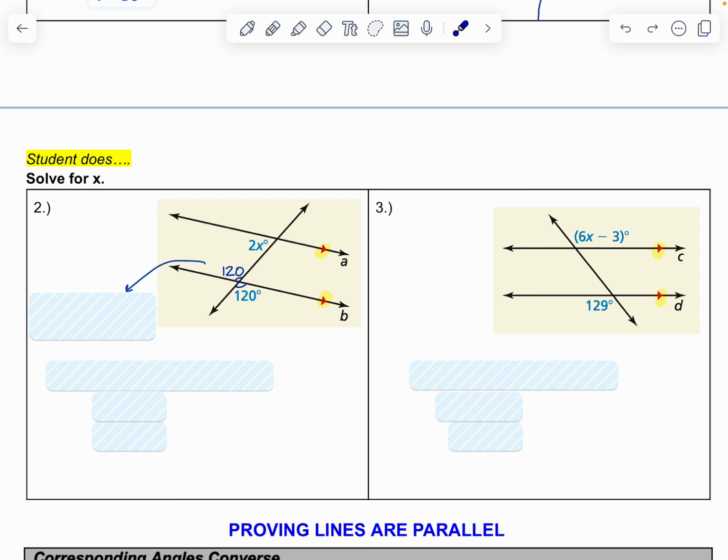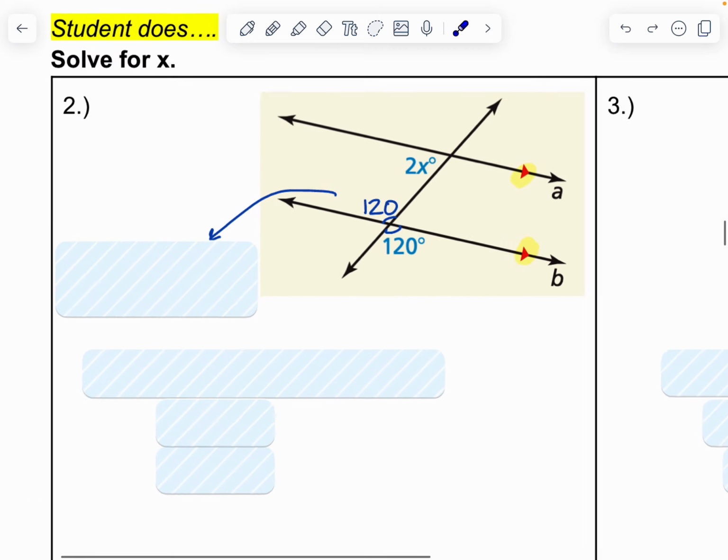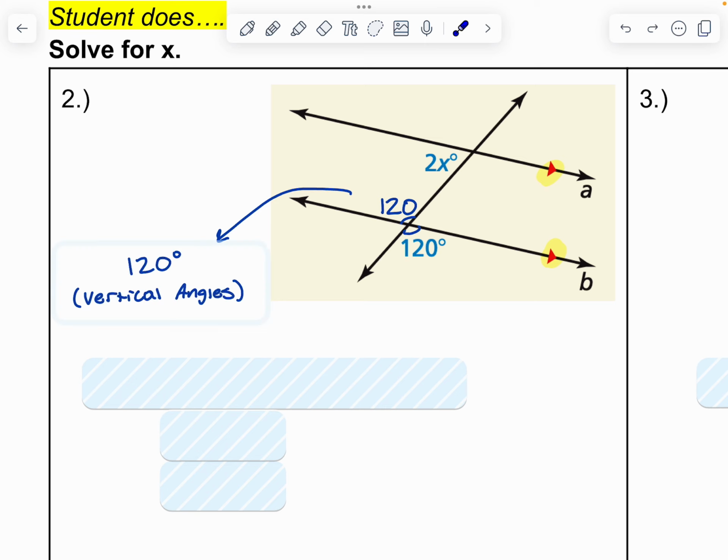Okay. Hopefully you paused the video, but gave yourself a chance to work on it. If not, pause it now. Well, I know that this angle is going to be 120 because it's a vertical angle. And just a hint, there was no angle relationship between this one and that one. They're on opposite sides. One's interior, one's exterior. No relationship there. So we need to make a relationship happen, maybe with a different angle.